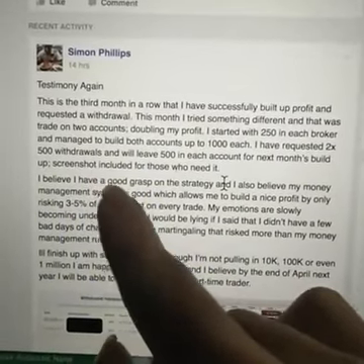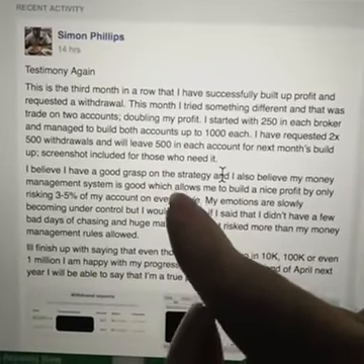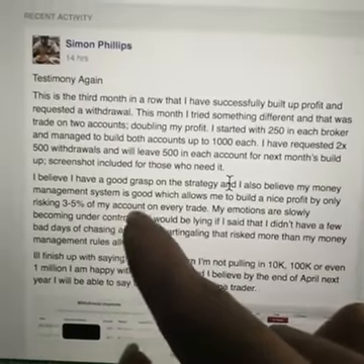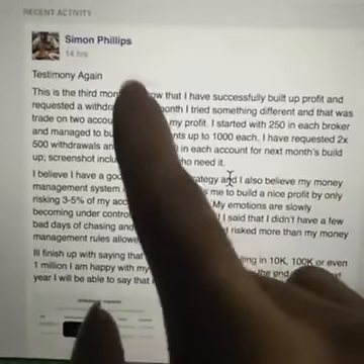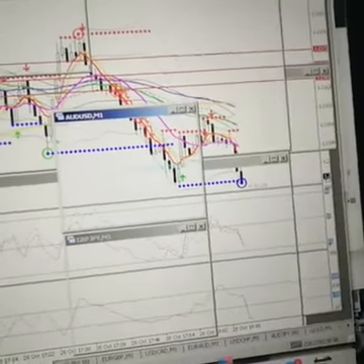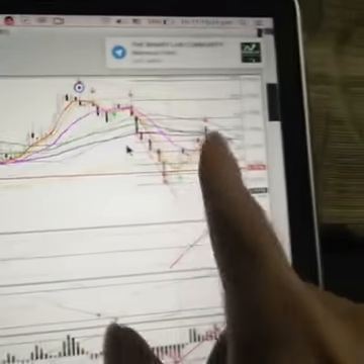I believe I have a good grasp on the strategy, and also believe my money management system is good, which allows me to build a nice profit by only risking 3 to 5% of my account on every trade. And by the way, Simon trades reversal trades just like I do. Remember that trade I was showing you guys on the Aussie USD in the beginning of this video? He does a lot of reversal trades just like that.